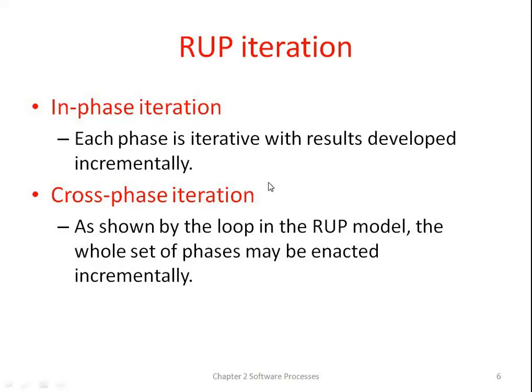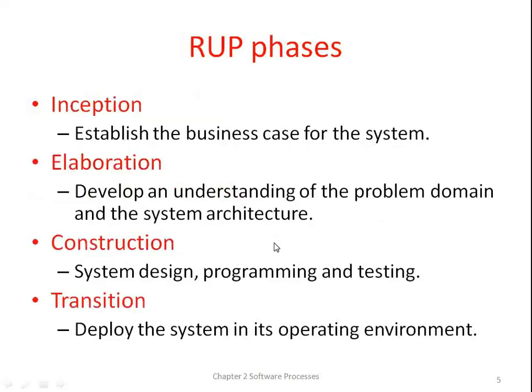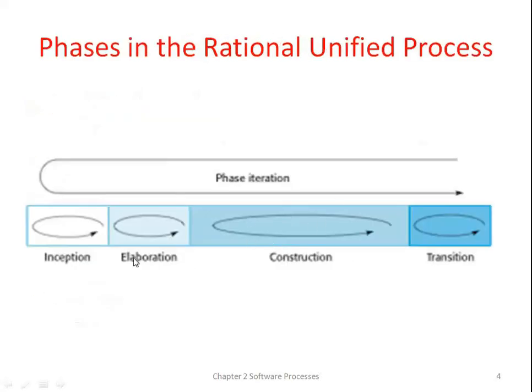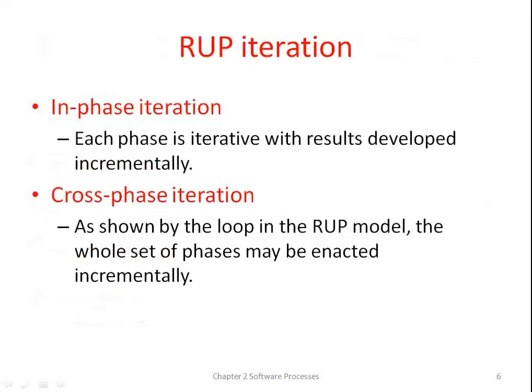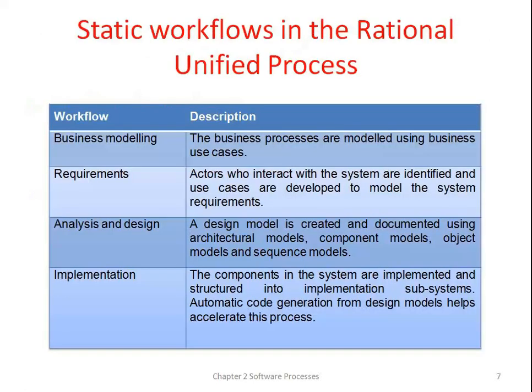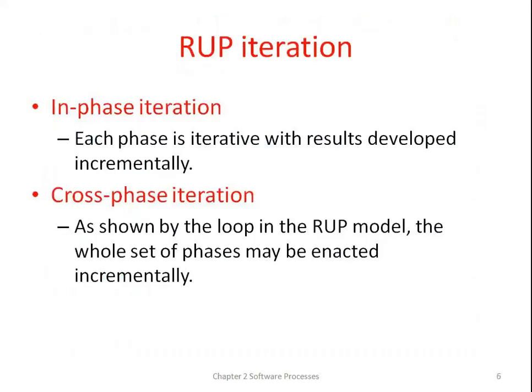Cross-phase iteration, as shown by the loop in the RUP model, means the whole set of processes may be iterated incrementally. See in the given diagram, these are all phases, and they are iterated incrementally. So these are the RUP iterations.